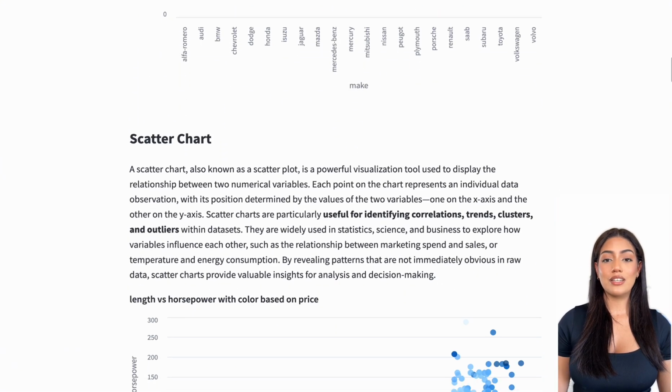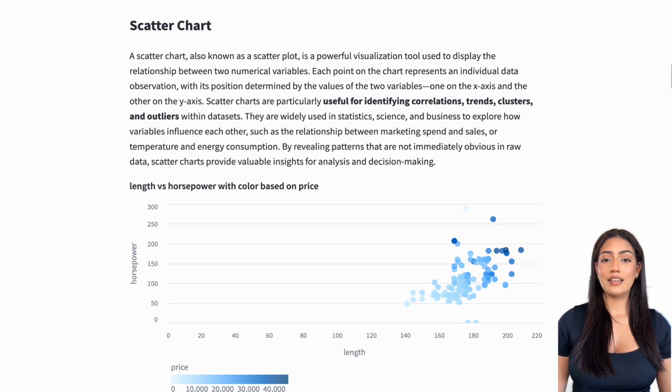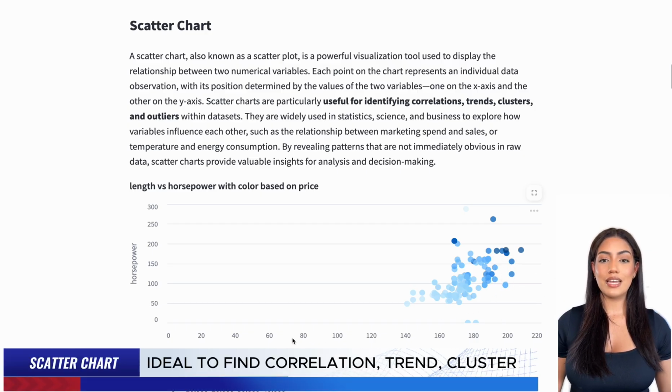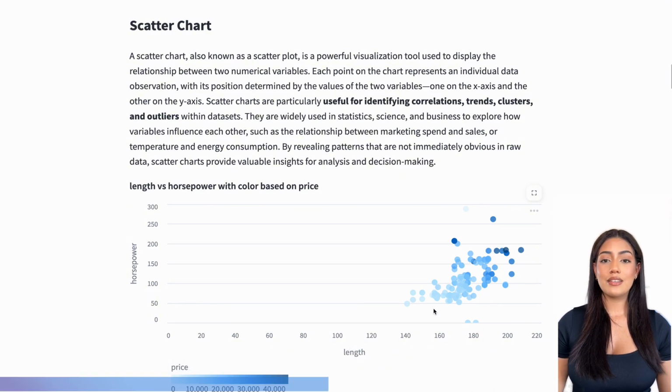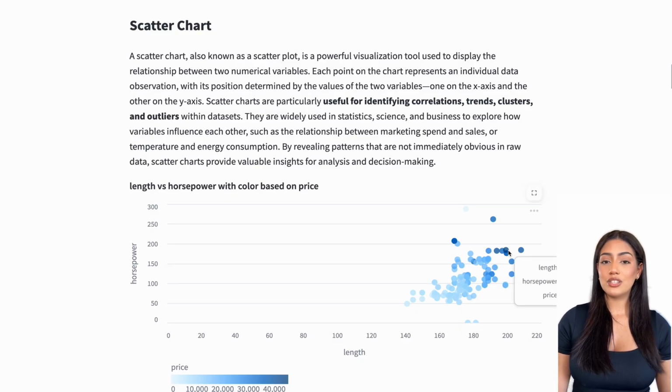Alright, let us now move to the next chart, which is a bit more colorful. It is one of the favorite charts of data analysts, and it is the scatter chart. Scatter charts are particularly useful for identifying correlations, trends, clusters, and outliers within datasets. The scatter plot here shows the length versus horsepower of the car, and the color of the dot is based on the price. We can observe that as the length of the car increases, the horsepower also increases. In addition, the higher the length and horsepower, the higher the price.